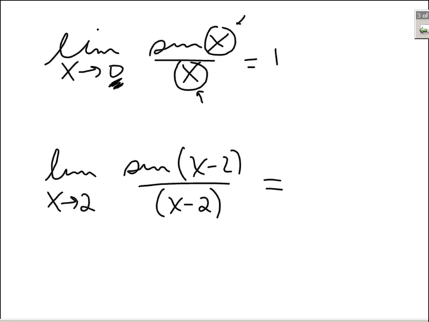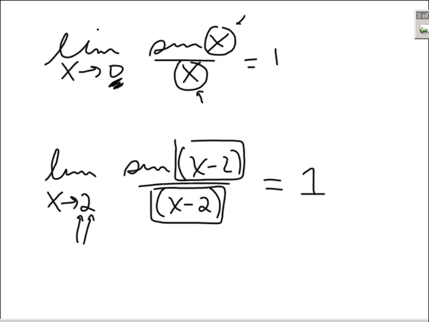For this to equal 1, 2 things have to be true. The angle, and in this case the denominator, they have to be the same. And they are, which is good. It passed condition 1. They're both the same. And when x goes to that number, both of these are equal to 0. 2 take away 2 is 0.